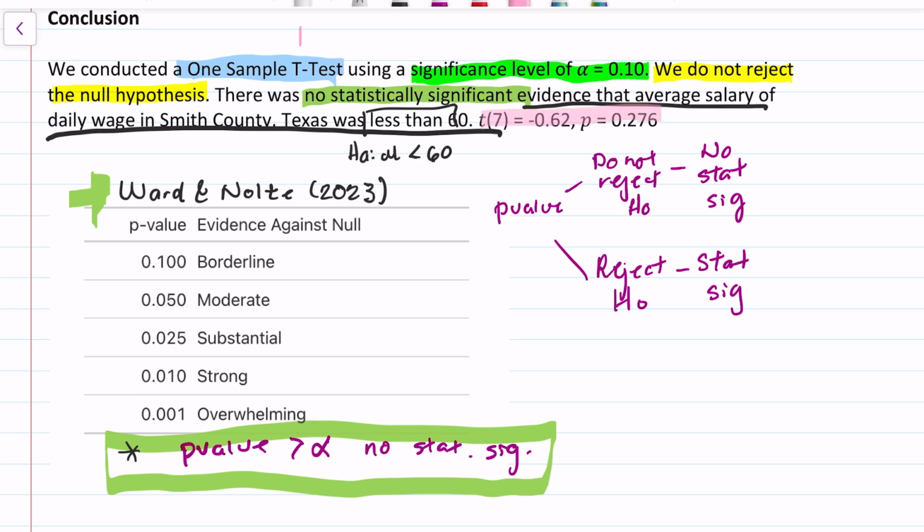And then finally, we have the little APA style notation. What do we have here? We have the little t that tells us that we use a t-distribution. We have the degrees of freedom. We have the test statistic, and then we have the p-value.